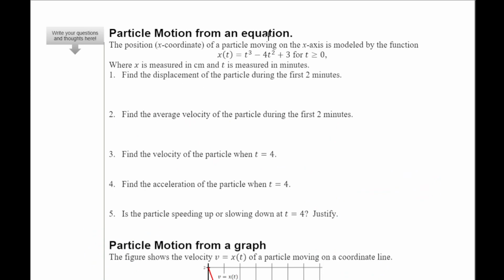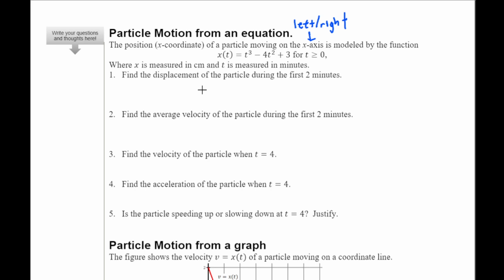Particle motion from an equation. The position or x-coordinate of a particle moving on the x-axis is modeled by the function for t values greater than or equal to 0, where x is measured in cm and t is measured in minutes. Because it's the x-axis, we know the particle is going left or right. If it was the y-axis, it'd be going up or down.